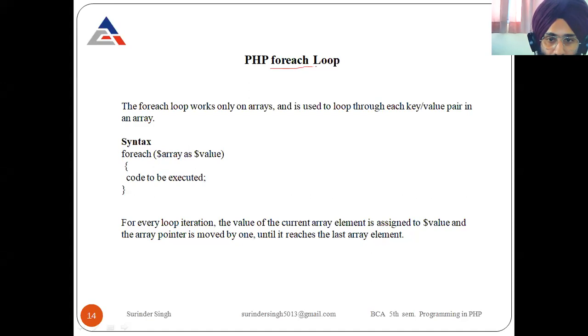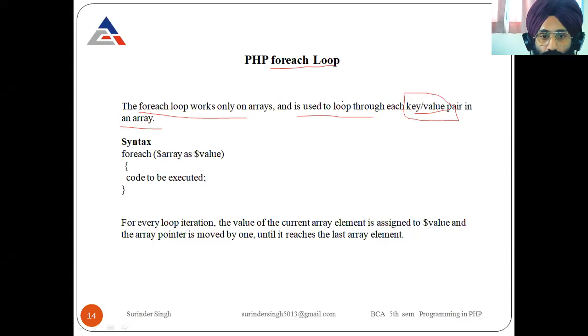Okay. Foreach loop. What is the concept of the foreach loop? The foreach loop works only on arrays and is used to loop through each key value pair in an array. This is the concept with the associative array. Key value pair. And this is the syntax of foreach. We have to use the foreach keyword, and here we pass the array variable to which you want to work with. And here we have as, and this is the loop variable.